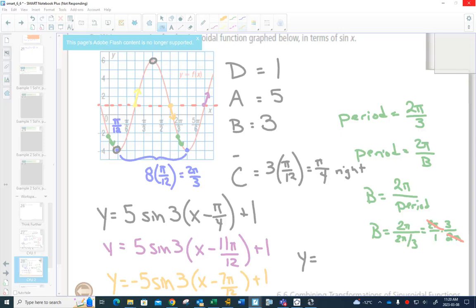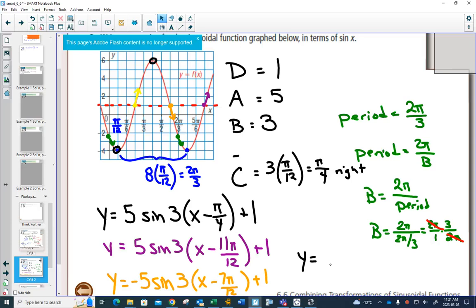But yes, the cos graph starts at the maximum. So everything would be the same. You would still have a 5. It would say cos. You'd still have a 3. But now you would count 1, 2, 3, 4, 5 to the right. So you'd have x minus 5 pi over 12. Let's see if we can write it.